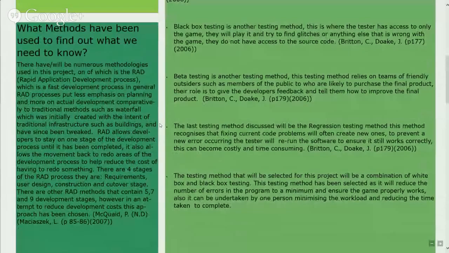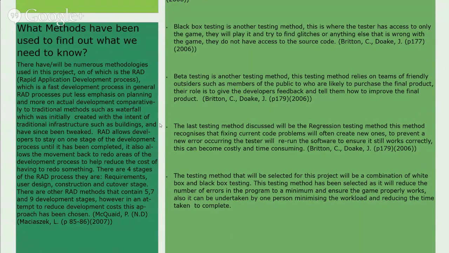There have been numerous methods considered in this project. The one that was used was the RAD process, which stands for Rapid Application Development. RAD is a fast development process that puts less emphasis on planning and more on actual development, comparatively to traditional methods such as waterfall, which does the opposite.